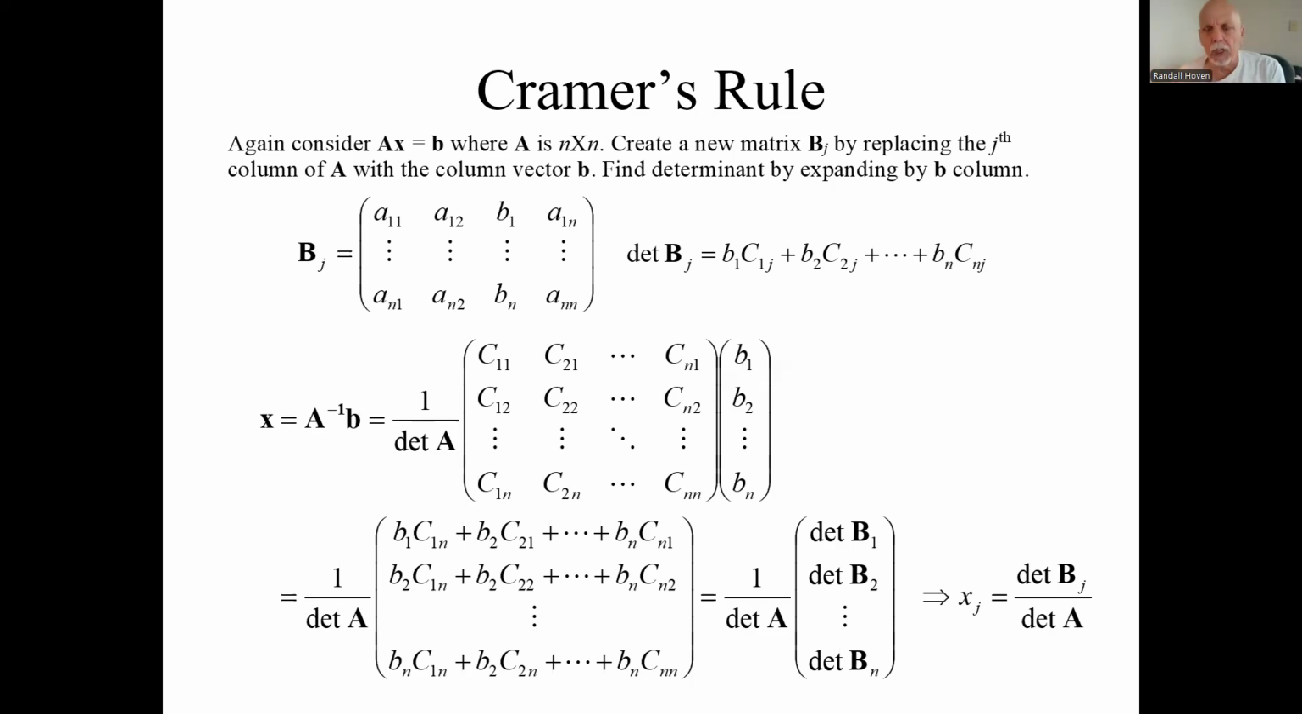First, I want to clarify a couple things about Cramer's rule from my previous video. For one thing, it's only used on square matrices, and you need to find the determinant of A first, really, because if it's zero, you don't have a solution.